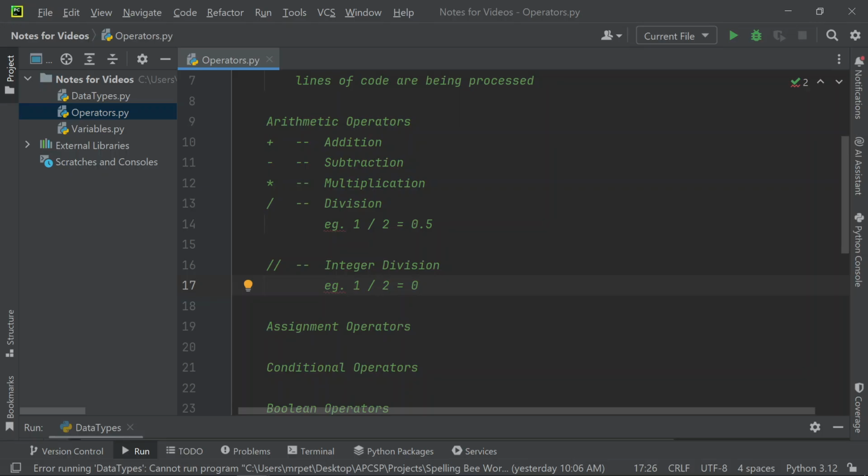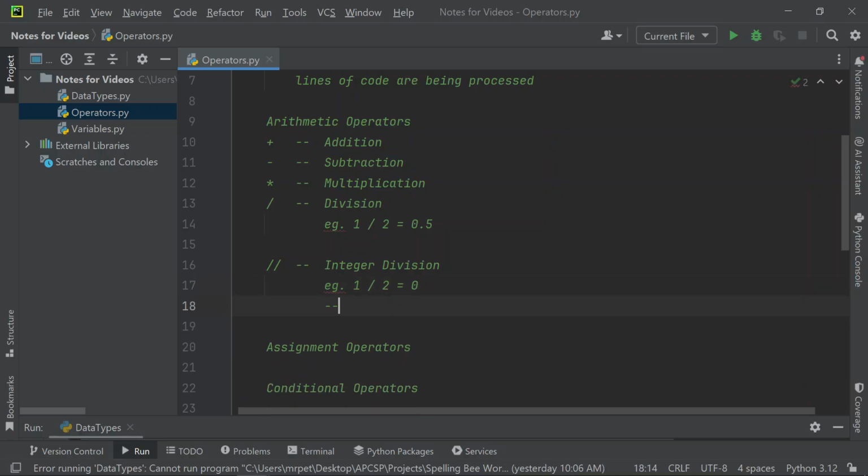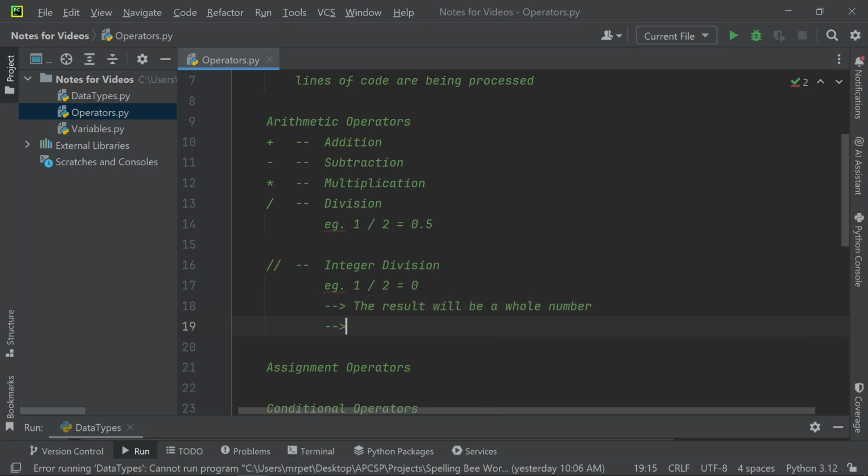So if we get a result of 3.99 for integer division, if that would be what the decimal would be, we are just cutting off all those decimals. So to remember how to use this, we remember a few things. One, the result will be a whole number no matter what. And the second thing to remember is we chop off any decimals, no rounding.